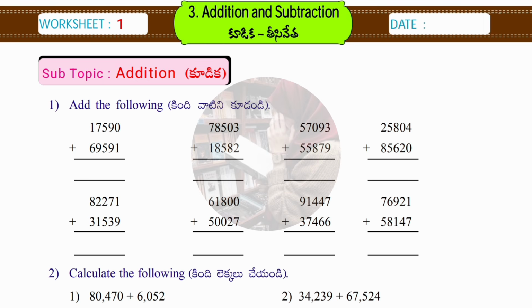So in the first Roman we have been given: add the following. Here some numbers of 5 digits are given. We have to add them with 5 digits itself. Let's see it carefully. And one more thing I will tell you here, always start with the ones digit whenever you are going to add or subtract. Then only you will get the correct answer.